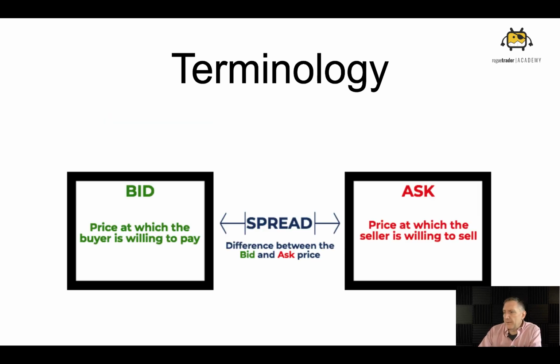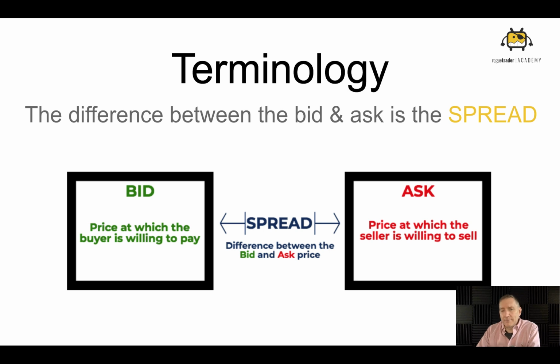Now, I made up a little infographic here. You've got the bid on the left, the ask on the right. And the difference between the two is called the spread, right? So if the highest anybody's willing to pay for something is $13, and the lowest anybody's willing to sell it for is $14, well, the spread is $1. That's it. Very, very simple.